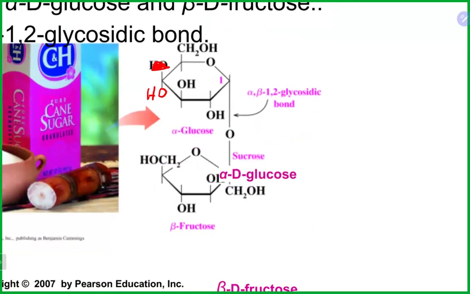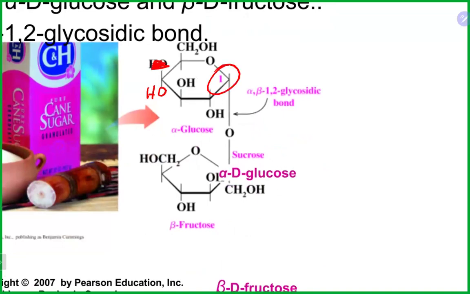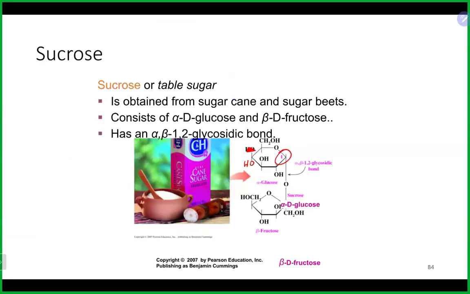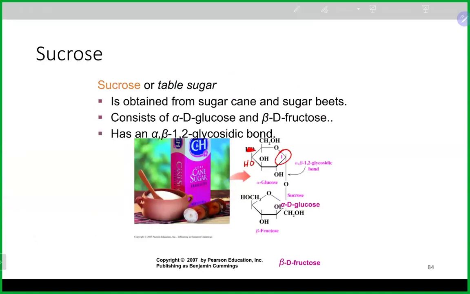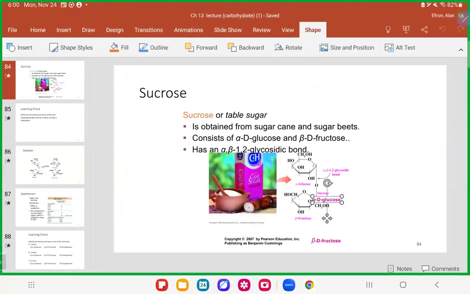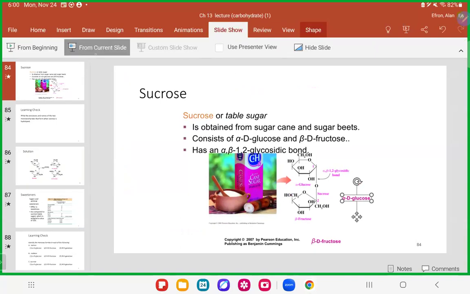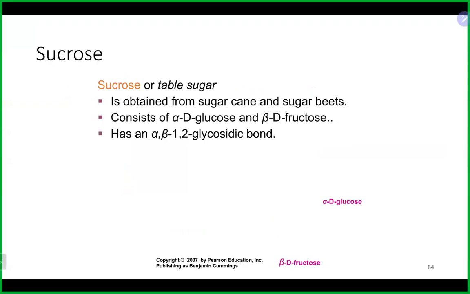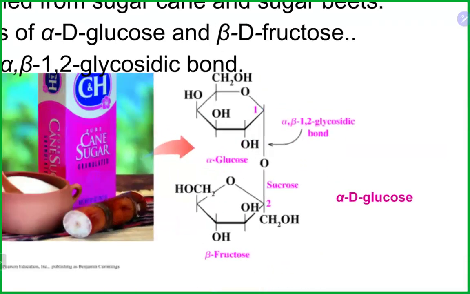The connection actually is between carbon number 1 and carbon number 2 over here. And that is right where my alpha D glucose is hanging out, so that's kind of in the way. Let's see here. I'm going to get that out of the way. Maybe. There we go. Now you can see it.